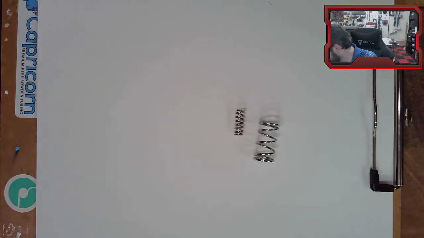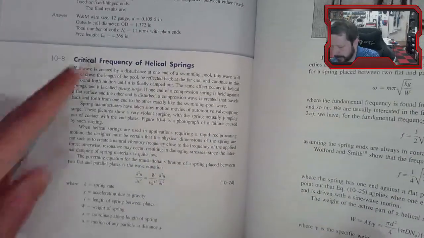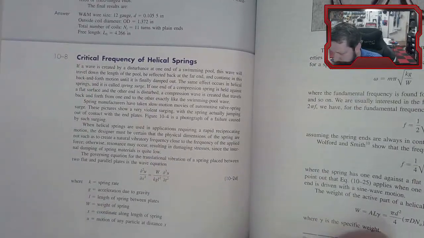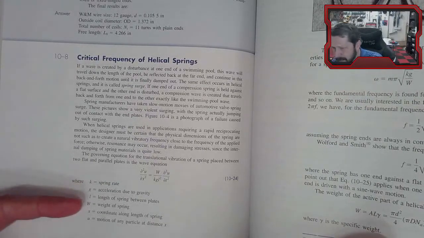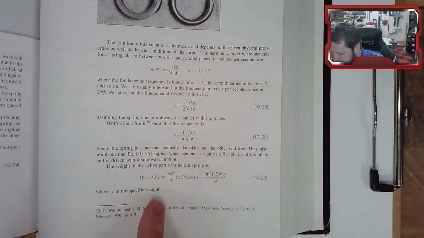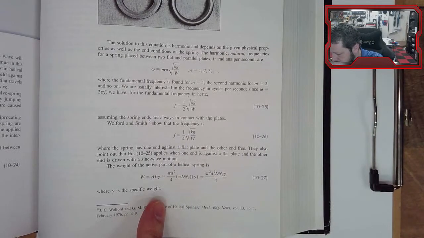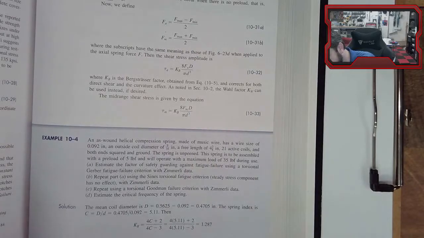And then I was over here, and this is where we left off. Chapter 10.8 is the critical frequency of helical springs. There are a couple of definitions for variables. Most of them are things we already know. And then there are a couple of equations over here that we need to calculate. And I think that might be the last. Well, there's one sentence on the other page.